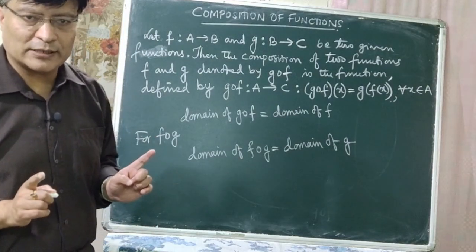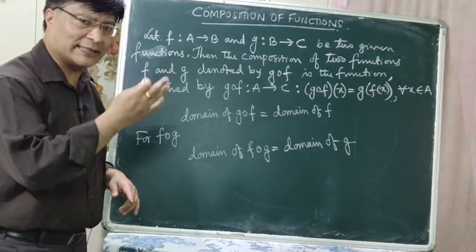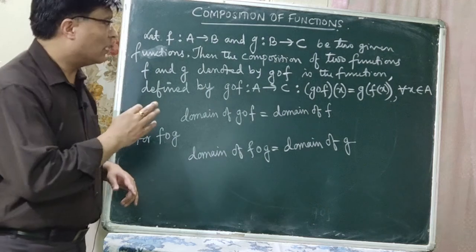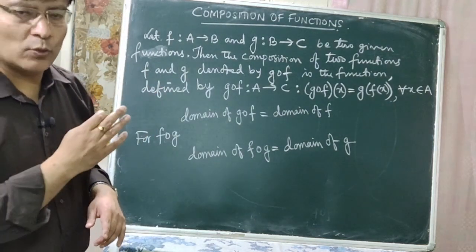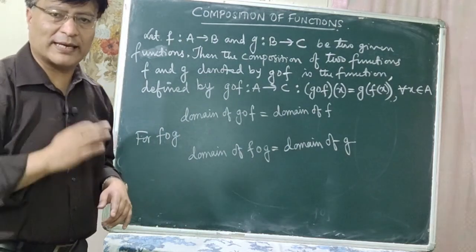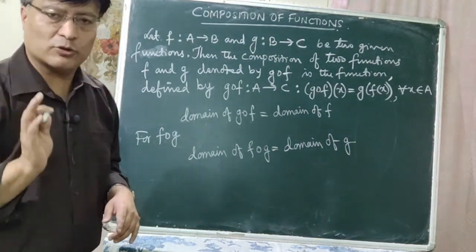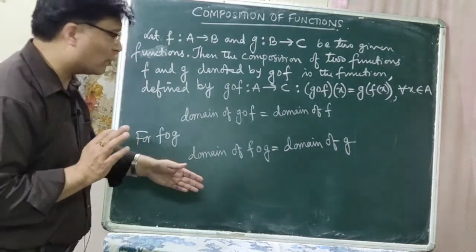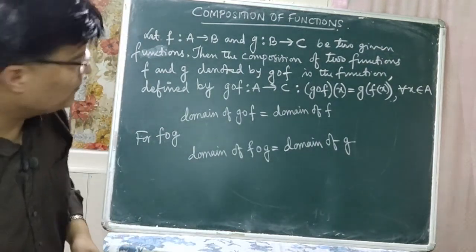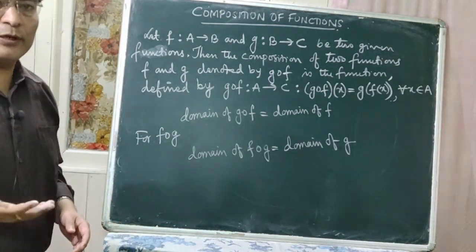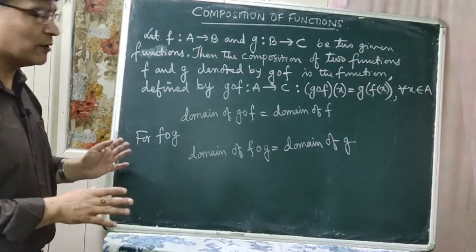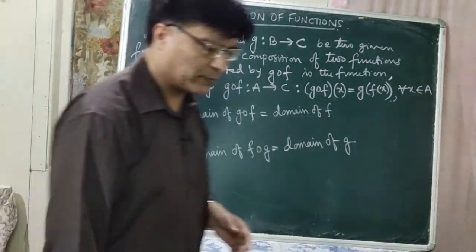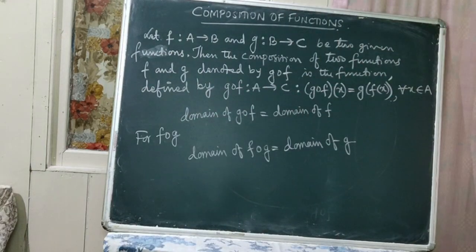So I think you have understood it. You note that pictorial diagram also. Before we did this definition, we drew that pictorial diagram of gof. So you have to copy that one also, and you also copy this definition. Now we'll do some problems on this composition of functions. You can note it down. So now we'll do some problems.